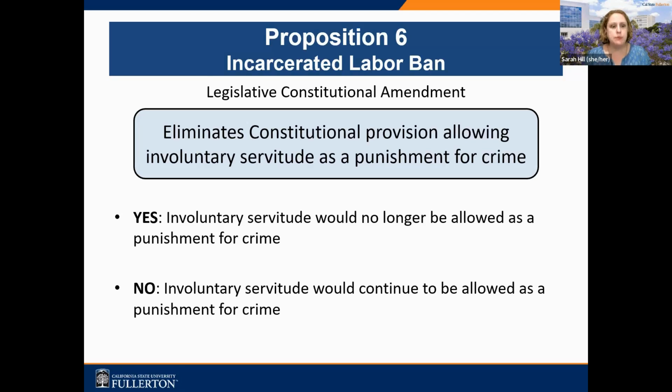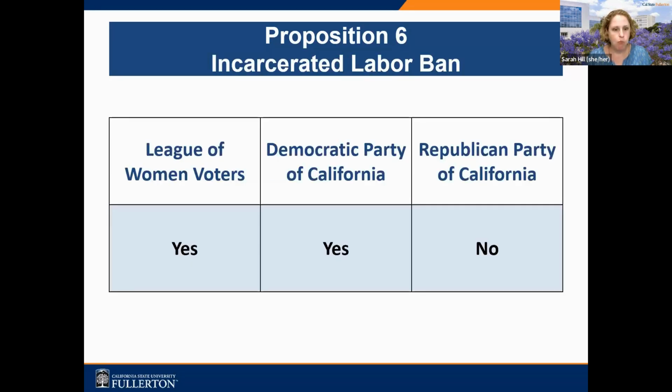So yes, involuntary servitude would no longer be allowed as a punishment for crime. You could voluntarily work if you're incarcerated. And then a no is involuntary servitude would continue to be allowed as a punishment for crime. And that is the only case in which involuntary servitude is allowed in California, as a punishment for crime. That's true in the United States. That's the only instance in which it's allowed. The League of Women Voters of California and the Democratic Party of California say yes. The Republican Party of California says no.